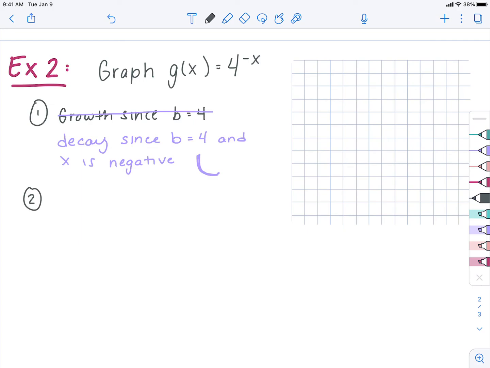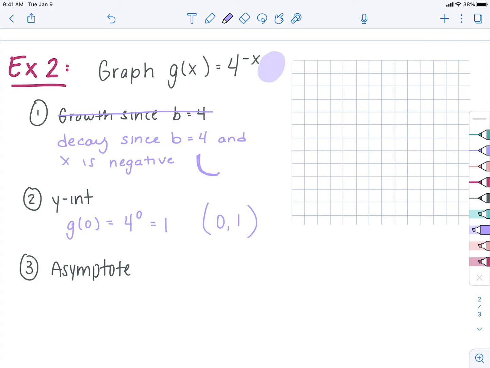Then let's find the y-intercept. So that means I'm going to plug in 0. I want to find g of 0. So I get 4 to the -0. There's really no such thing as -0. It's just 0. 4 to the 0 is 1. So my y-intercept is 0, 1. Then I want to find my asymptote. Again, I'm not adding anything here, so my asymptote is just y equals 0.